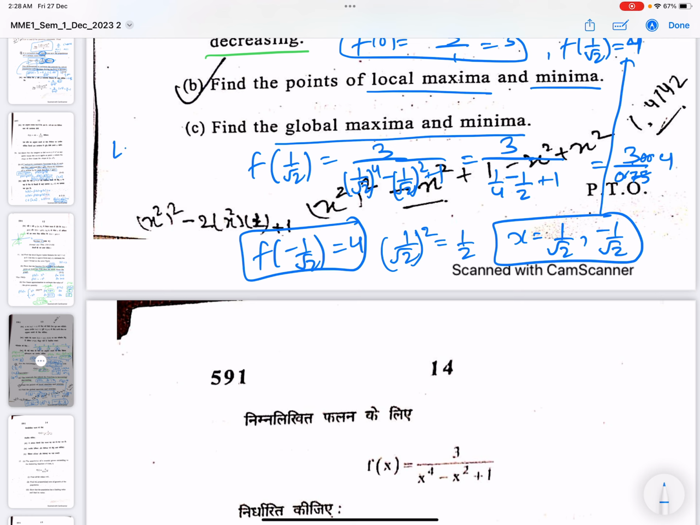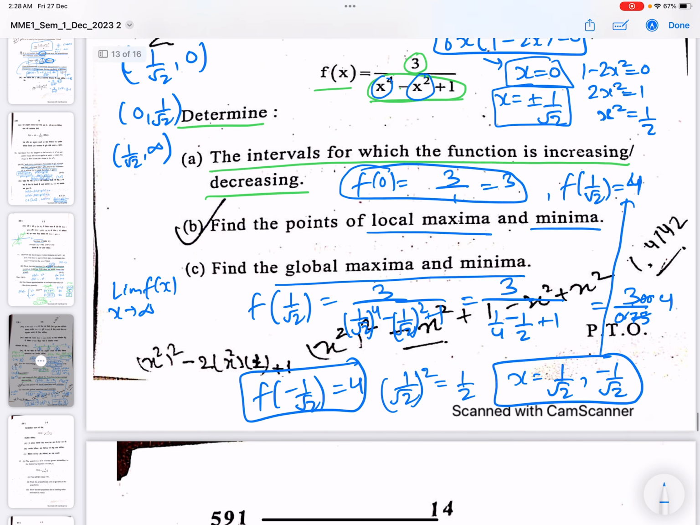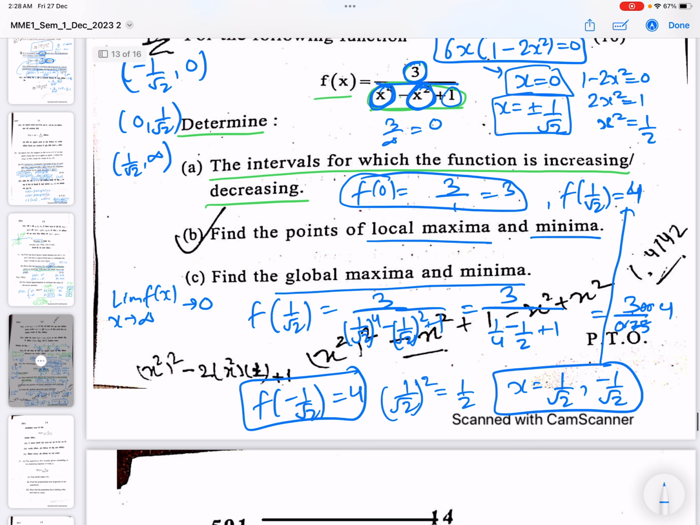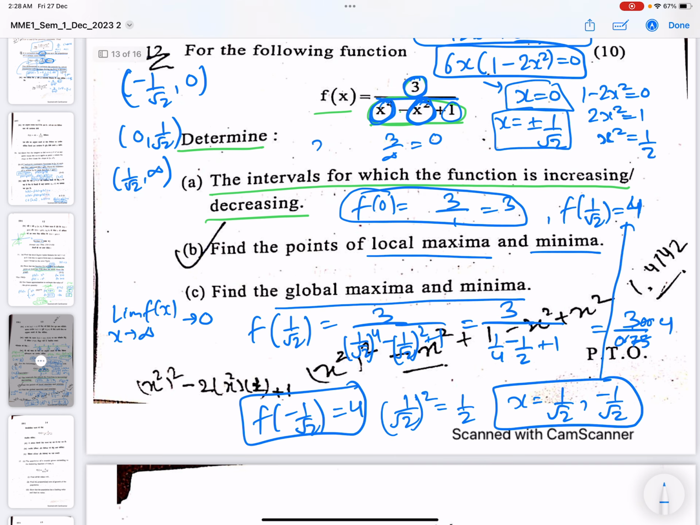limit f(x) as x approaches positive infinity. So the numerator would approach 3, and the denominator would approach infinity only. So it would be 3 by infinity, which is 0. So the limit would be 0. And if we approach minus infinity, because the terms are x to the power 4 minus x square, it would still approach 0. So either we go to positive or negative infinity, we get the value 0.